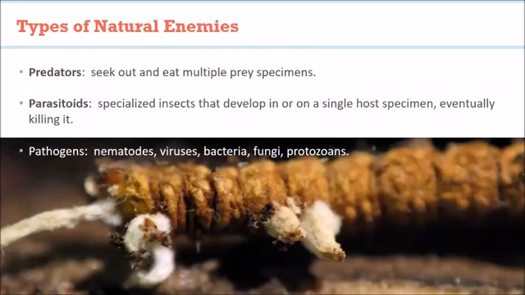There are also several other organisms that kill and target insects. There's fungi, bacteria, viruses, nematodes. But I'm just going to talk about some predators and parasitoids. That picture you're seeing on the bottom is a borer that's been killed by a fungus.